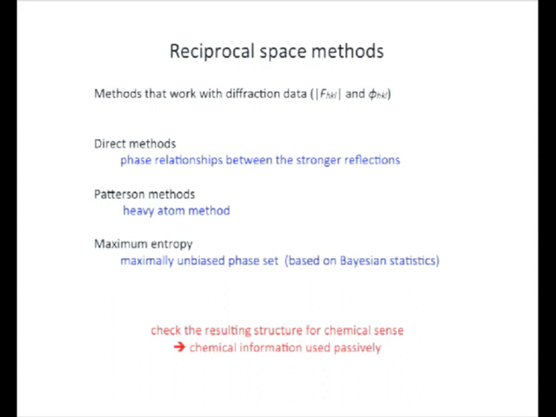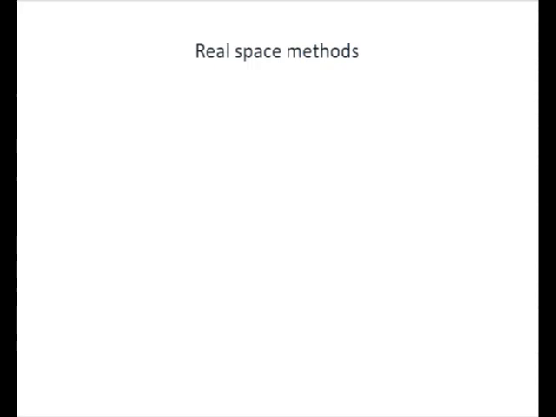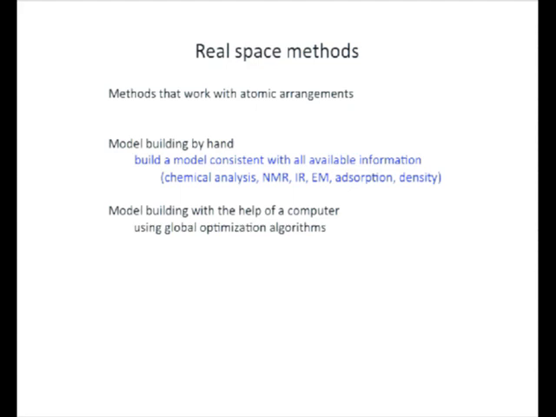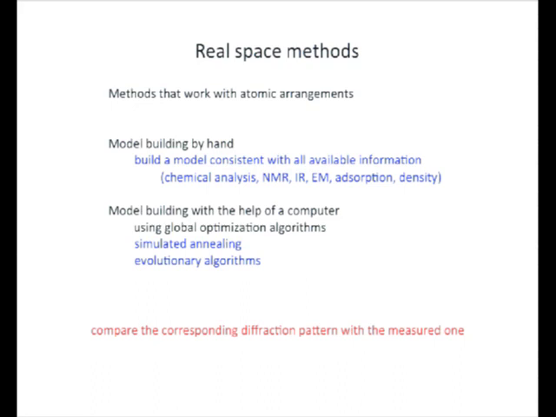Then we have the real space methods, the methods that work with atomic arrangements. This can be model building by hand. You just build a model that's consistent with everything you know. Or it can be model building by computer using global optimization algorithms like simulated annealing or evolutionary algorithms. Whichever you use, you come up with a model. You then compare that diffraction pattern with the measured one. And you use the diffraction pattern, in this case, passively.